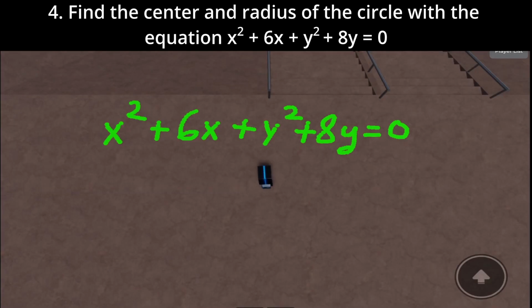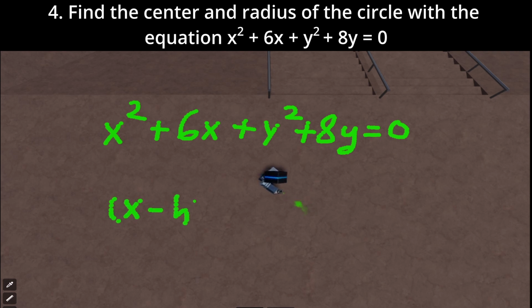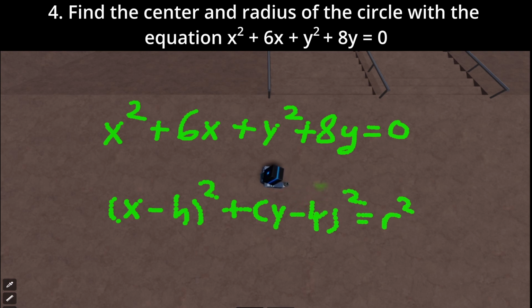This problem says, find the center and radius of the circle with the equation x squared plus 6x plus y squared plus 8y is equal to 0. So we can't find the center and radius just yet because we need to get the equation into this form. So we need to get into x minus h squared plus y minus k squared is equal to r squared form to get the center and the radius. So how can we put this equation into that form?